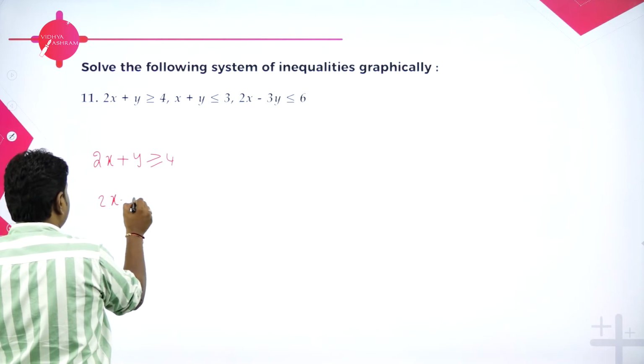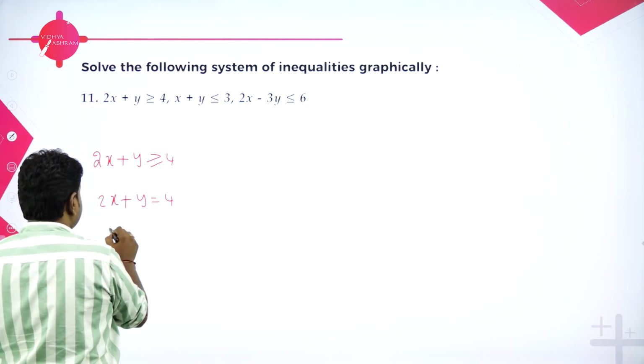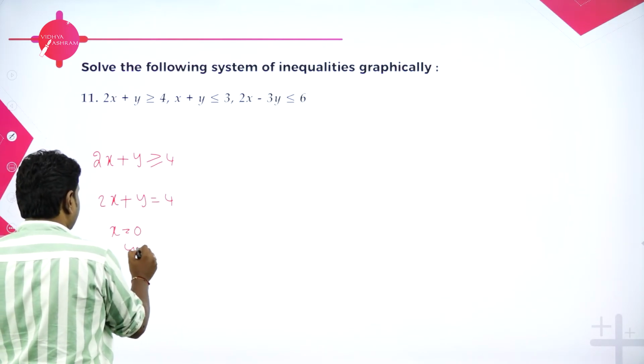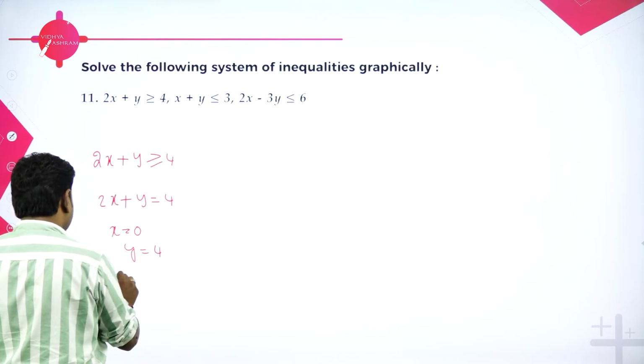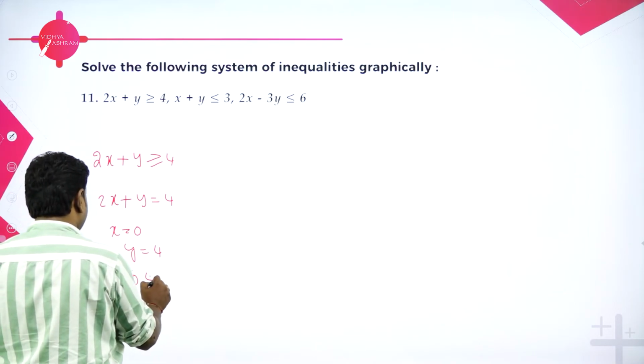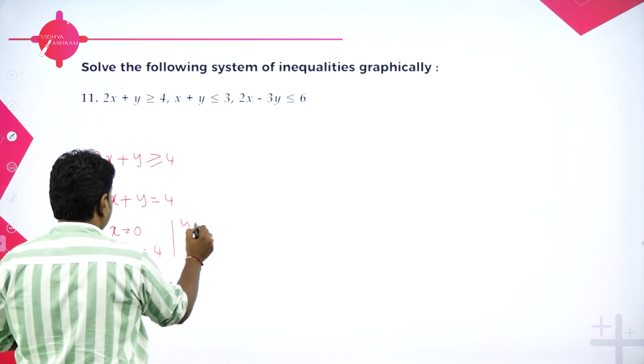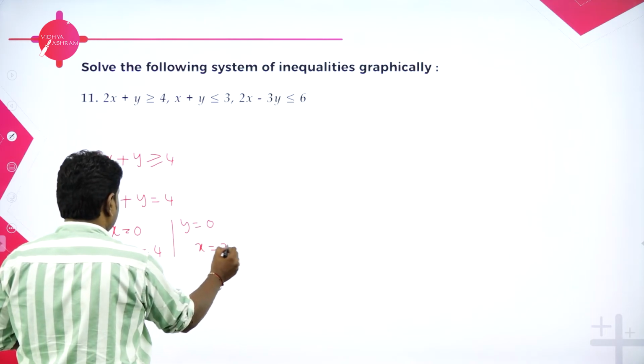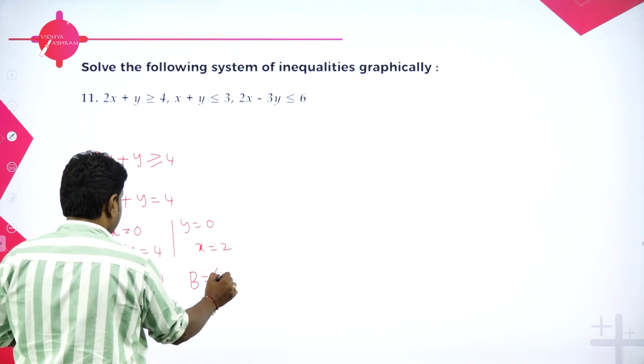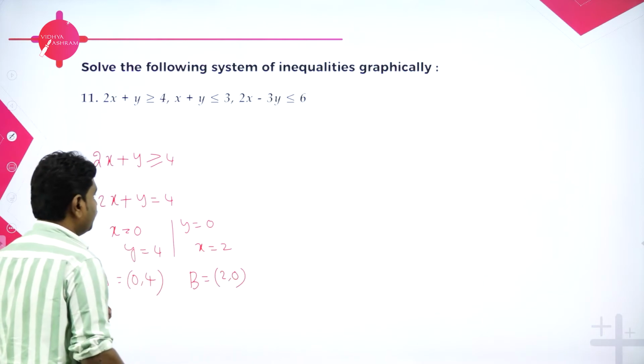So 2x plus y equal to 4. If you put x equal to 0, you will get y equal to 4. You got point A. A is what? 0 comma 4. And put y equal to 0, x will be 2. So B is what? 2 comma 0. You got one of the lines.